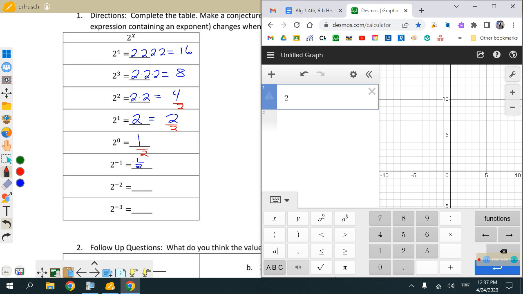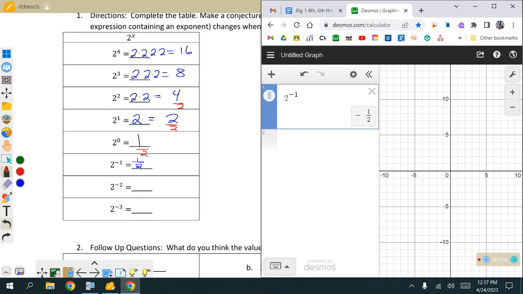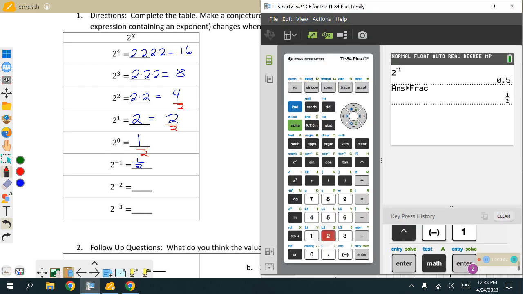2 to the negative 1. Hey, there's that 0.5. For you guys, you just have to click where it says make it a fraction. Boom. It changes it to a half. Okay. Now let's go to the next one. 2 to the negative 2. 1 over 4. Okay. 2 to the negative 2.